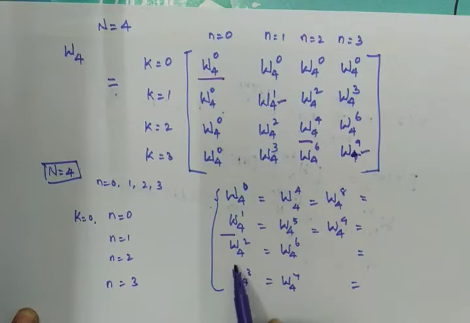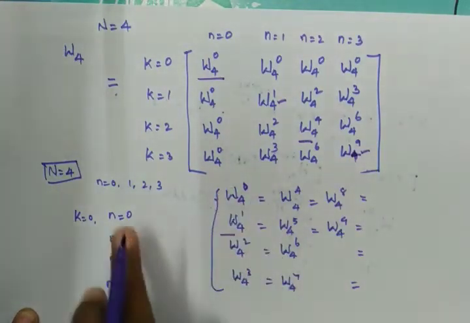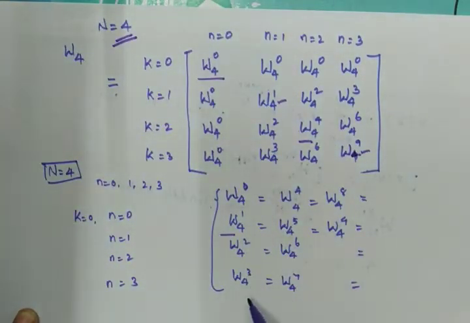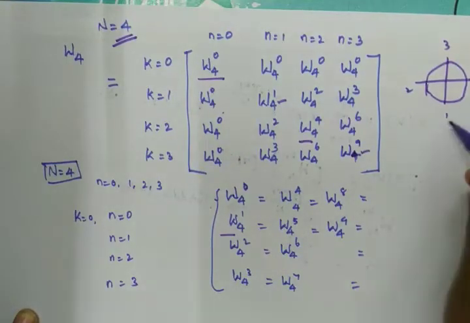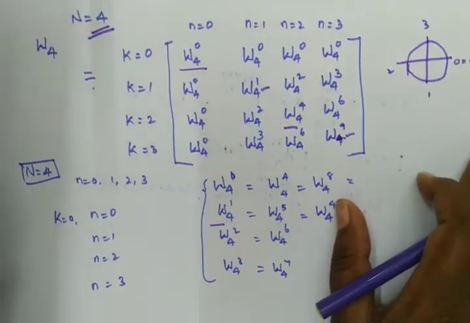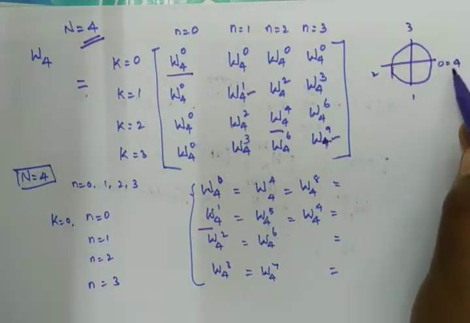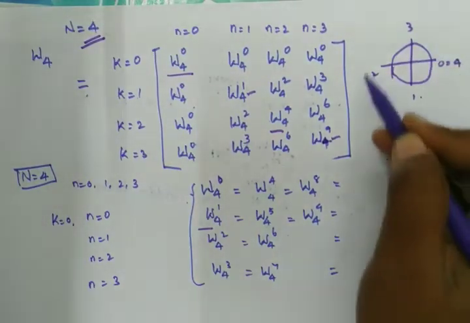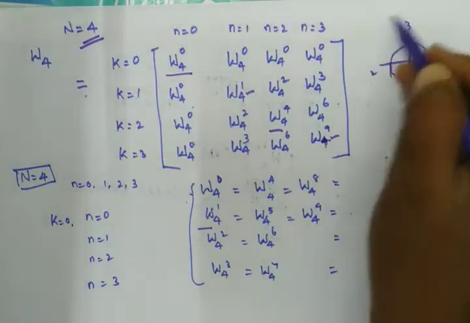Next, if you find W4 power 2, then it will be equal to W4 power 6, since the n value is up to 4. That is 0 to 3. After this 3, what happens? Because we know that we have a circle like this. Here we have 0, 1, 2, 3. So after this 3, we will have 4, 5, 6, 7. Then 8, 9, 10, 11 and so on, isn't it? Because the circle will rotate like this.